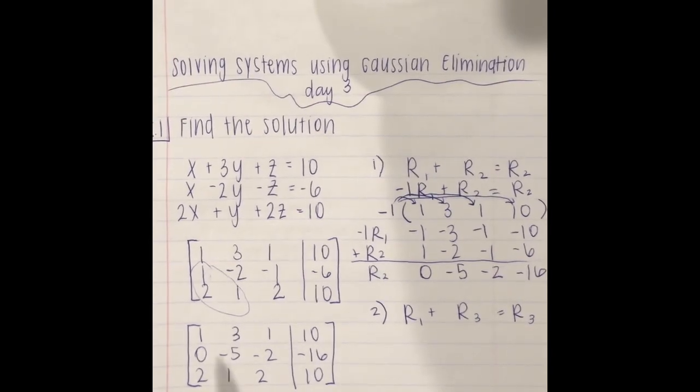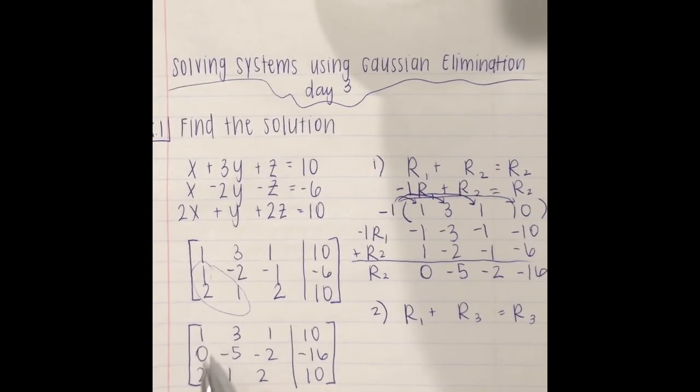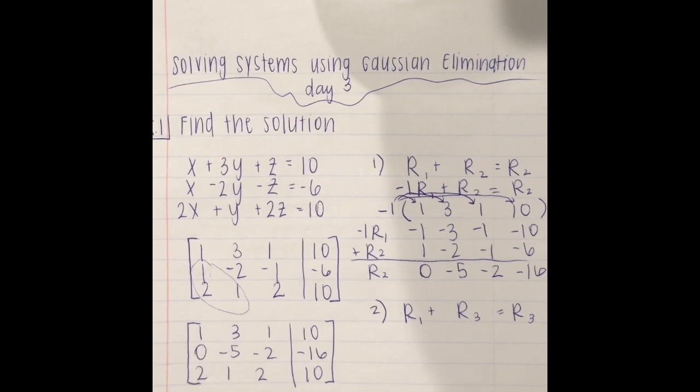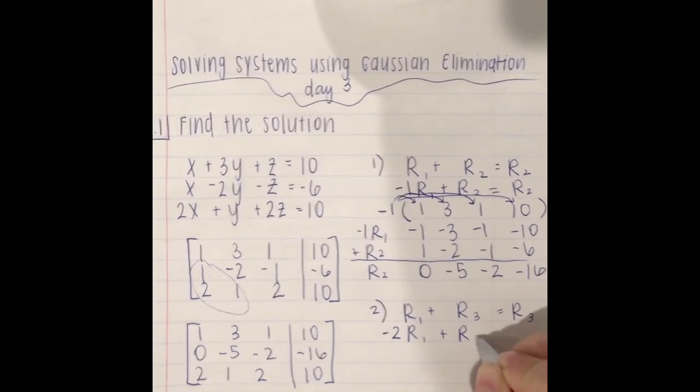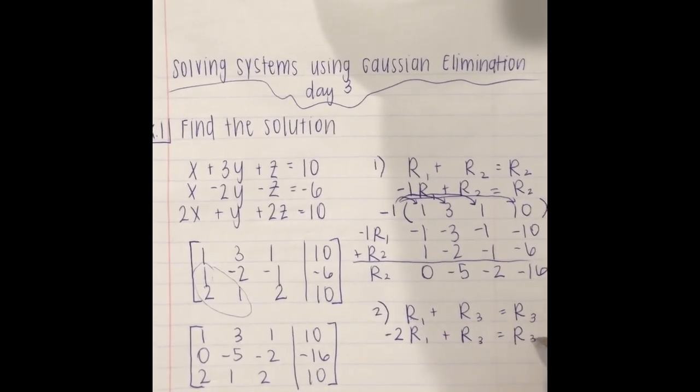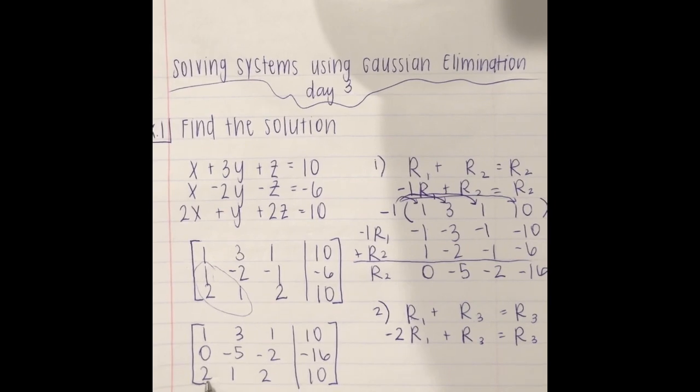Well, right now, if I were to add row 1 and row 3 together, 1 plus 2 is 3. It doesn't give me that 0 value here. We need to add these together and get a 0 for our x value of row 3. So we're going to have to multiply one of the rows by some number to make these two opposites. What I could do is multiply row 1 by a negative 2, because a negative 2 and a positive 2 would cancel out. So we're going to do negative 2 times row 1 plus row 3 equals our new row 3, where we would have 0 as our x value.